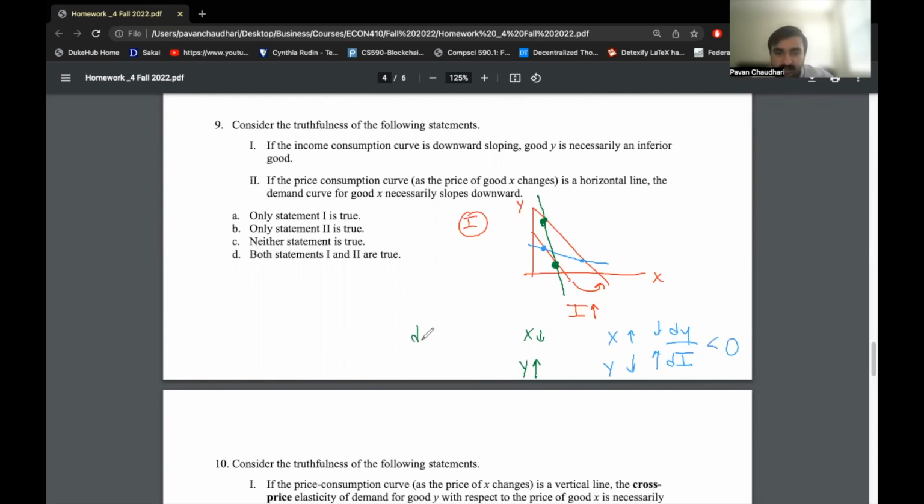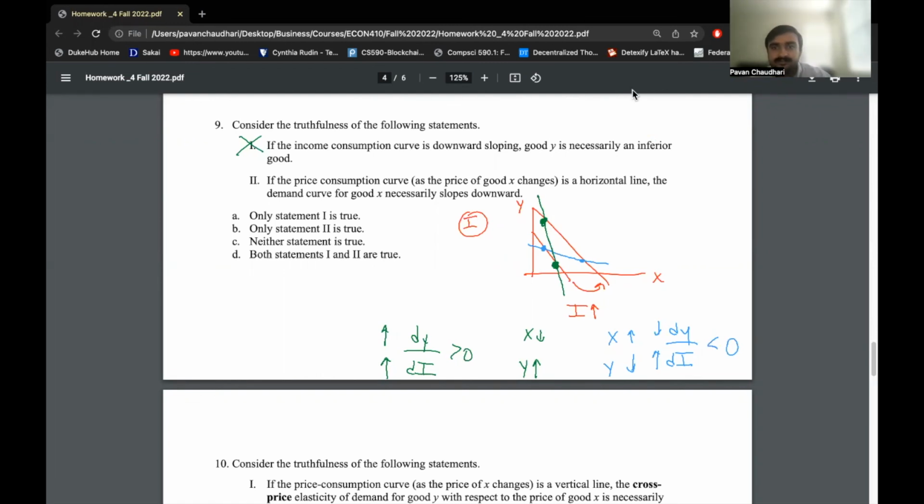But over here, we have to figure out what happens to dy/dI, right? In green, when income goes up, y actually goes up. So y is normal. Because there are two different cases here, this statement is not true. In one case it would be inferior, but if you forgot to draw the second case, then you would not know that it could also be normal.